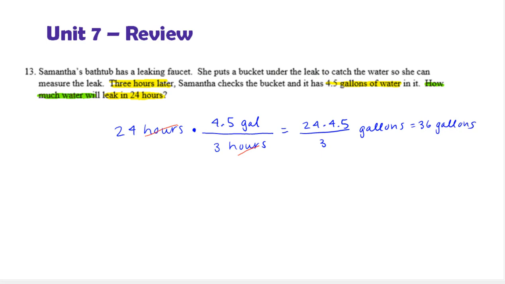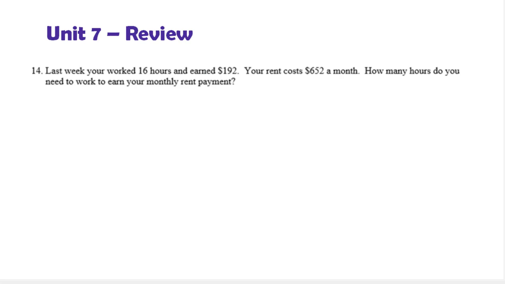Now let's look at the next one. Last week you worked 16 hours and earned $192. Your rent costs $652 a month. And here's the question. How many hours do you need to work to earn your monthly rent payment?